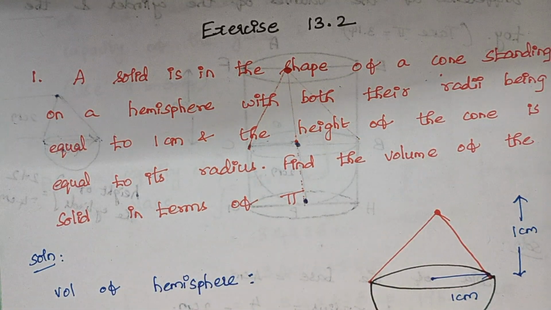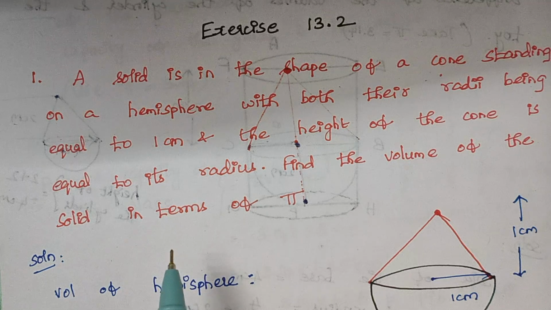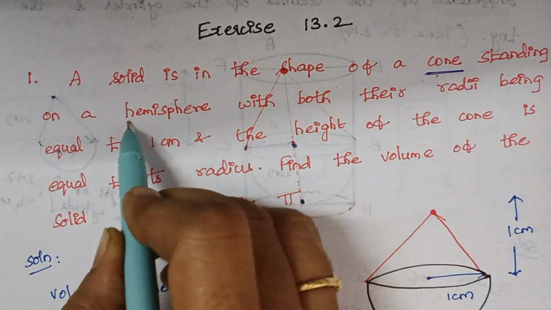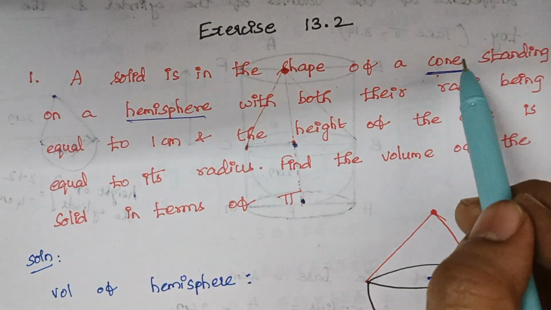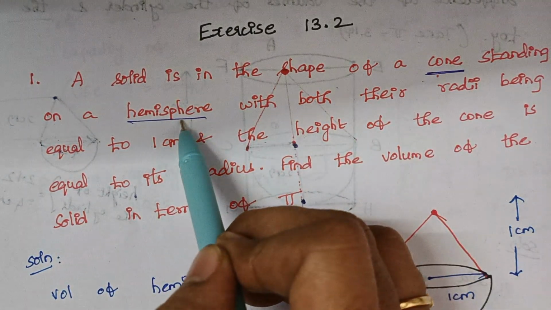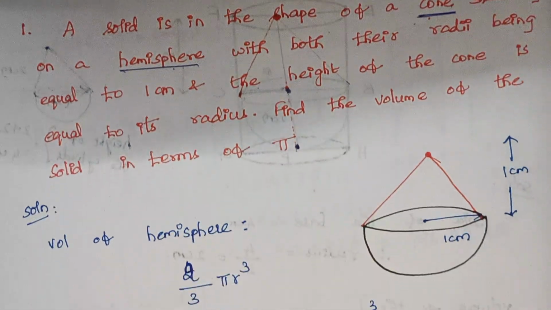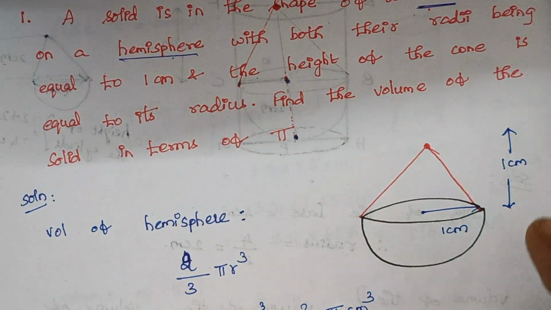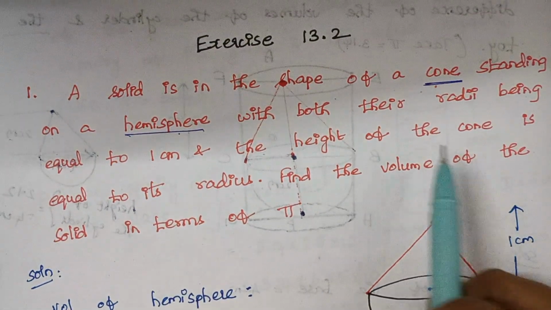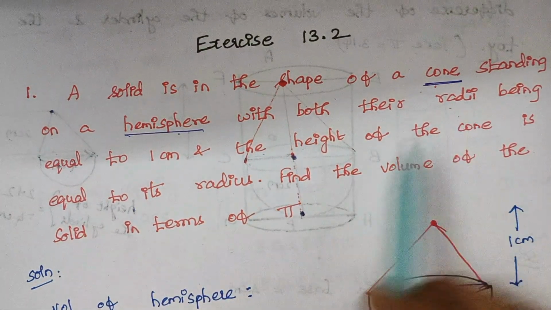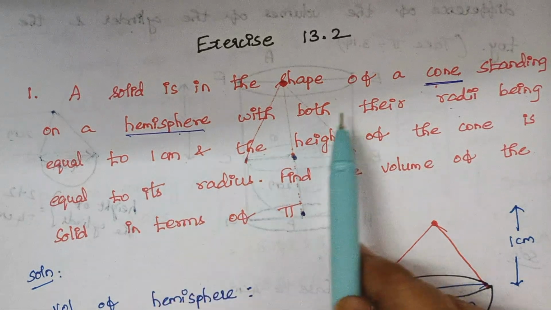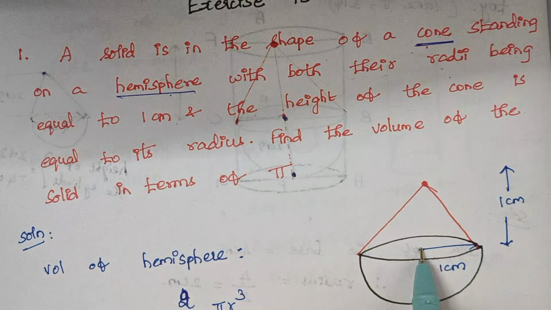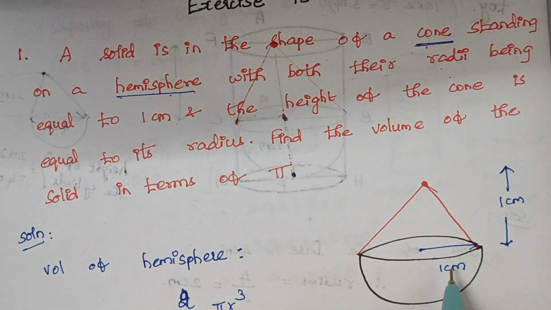So here the given parameters are, we are having two different shapes, right? One is a cone and another one is a hemisphere. And you see the cone is standing on the hemisphere, right? So here we have a cone and this cone stands on a hemisphere. What about the radii? Here the radius is 1 centimeter with both their radii, right? So the radius of the hemisphere as well as the radius of the cone is 1 centimeter.